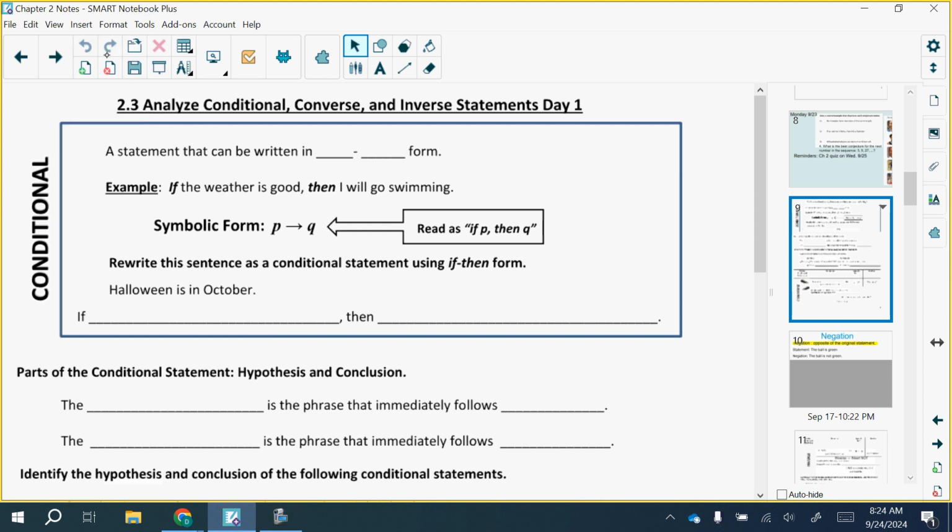Hey, what's up, everyone? Today we're going to be going over conditional, converse, and inverse statements.